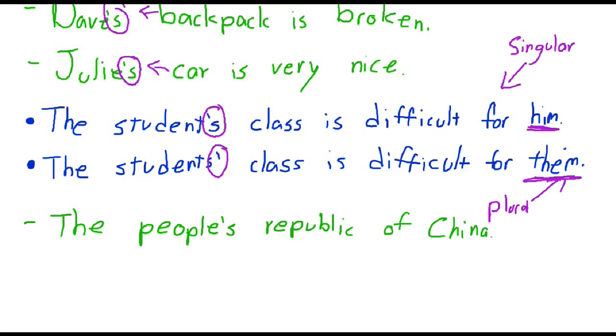Now, when we say people, we know that people is plural. But people does not end with an S. So therefore, we still add the apostrophe S. The People's Republic of China. We add an apostrophe S. Okay, not just an apostrophe. Okay, and like I said, we only add an apostrophe if it's plural and it ends with an S. If it's plural and no S, we add an apostrophe S.